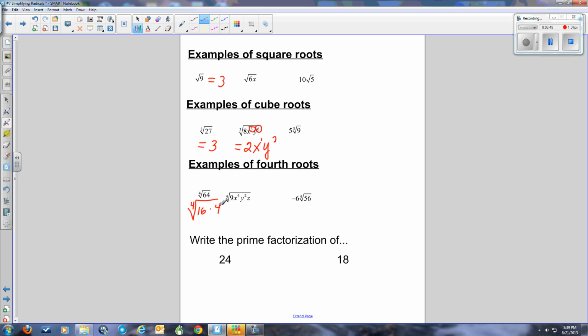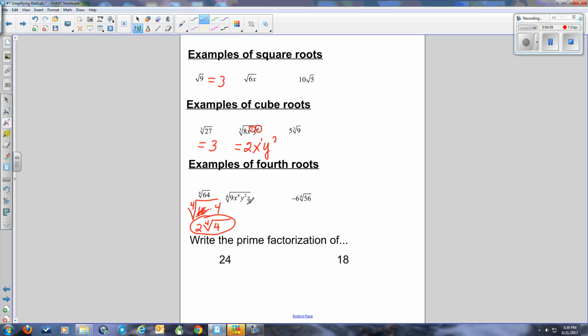And then you ask yourself, could I take the fourth root of either of those? Well, is there a number I could raise to the fourth power and get 16? And yes, that would be 2. So I'm going to move 2 to the outside. I've taken the fourth root of 16, so I don't have to worry about that anymore. And I still have my 4 underneath the radical.